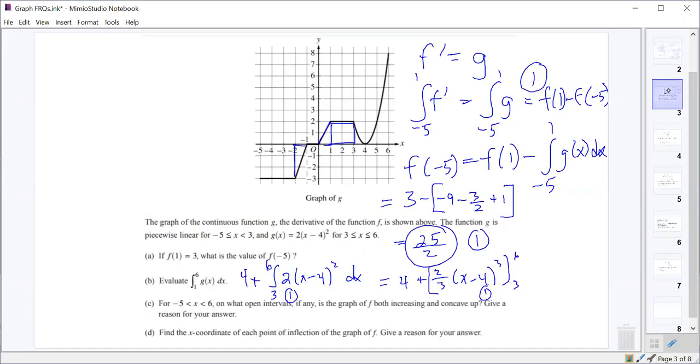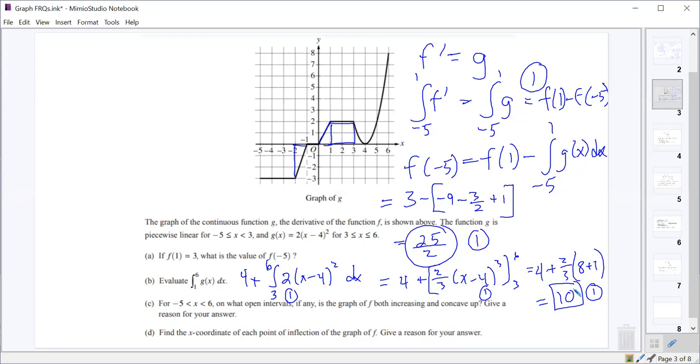So that gave us 4 plus, and then 6 gives us 2 cubed, or 8. And then 3 gives us -1 cubed, or -1. So +1, if we're going to subtract, minus a -1. 9 times 2 is 18, over 3 is 6, plus the 4 is 10. And that's your final point for part B.